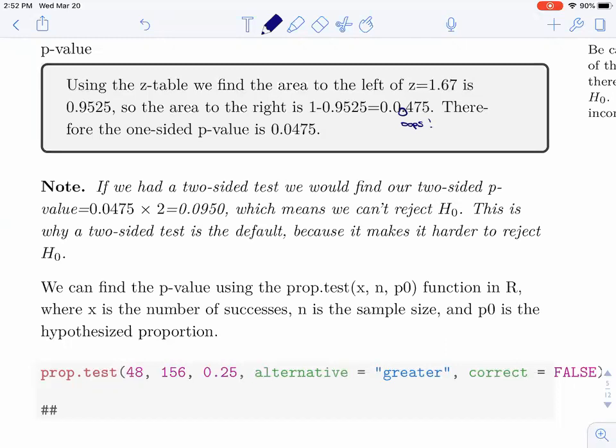I've also got a note here, if you take it another step. What if this was a two-sided test? Then you would have to take your 0.0475 and multiply it by 2. All of a sudden, you have a two-sided p-value of 0.095. So then now you wouldn't be rejecting the null hypothesis. And that's another reason why a two-sided test is the default, because it just makes it a little bit harder to reject the null hypothesis, because we've got this p-value happening in both tails.